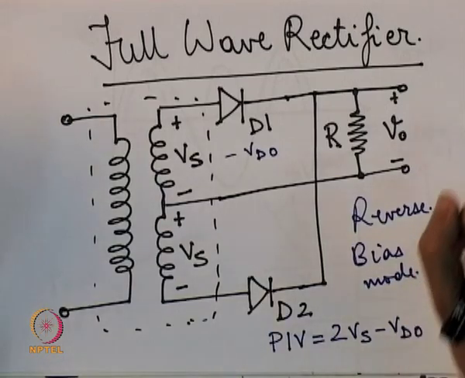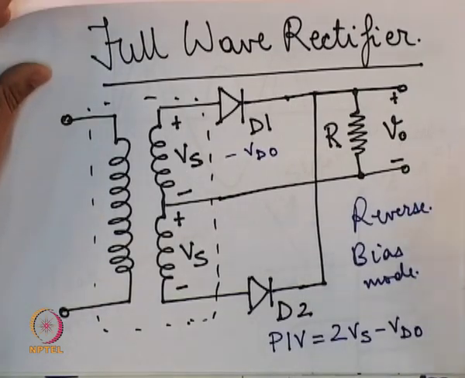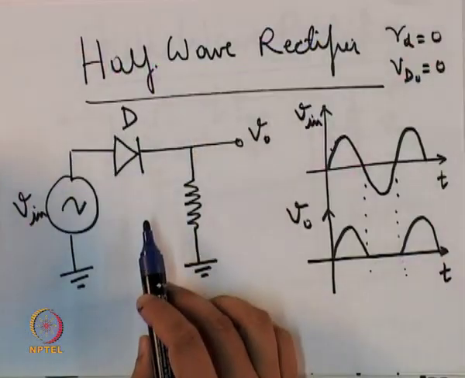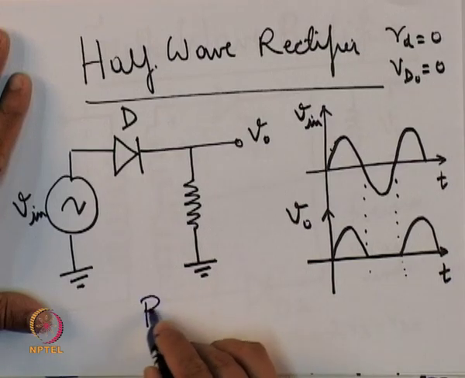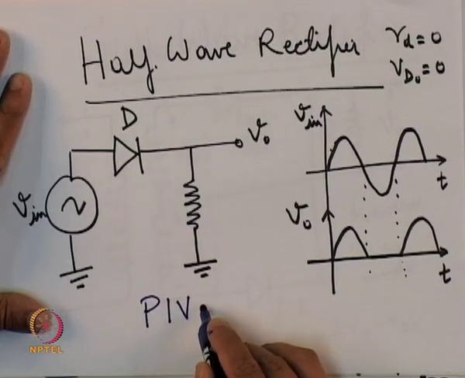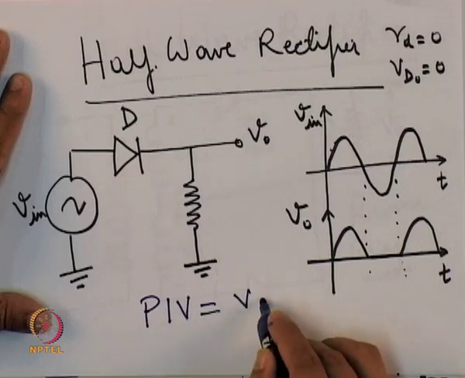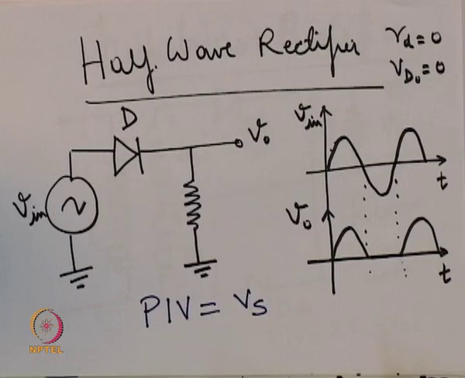What about the case for a half wave rectifier? If we can go back to the circuit for a half wave rectifier for a moment, what was the maximum voltage that this diode D could experience in the reverse bias mode? So, the peak inversion voltage for this diode will be equal to Vs, which is the supply voltage.